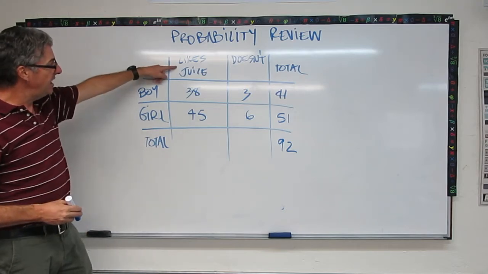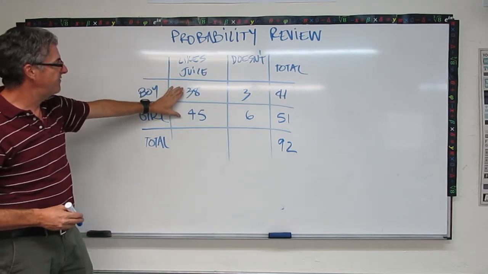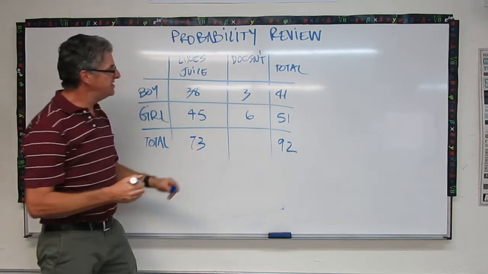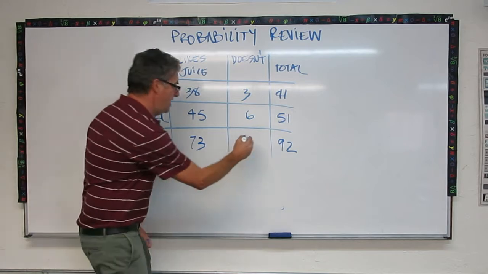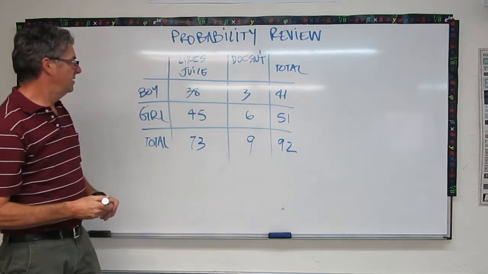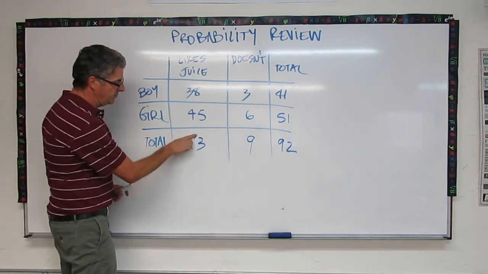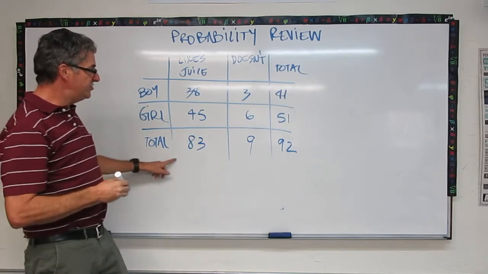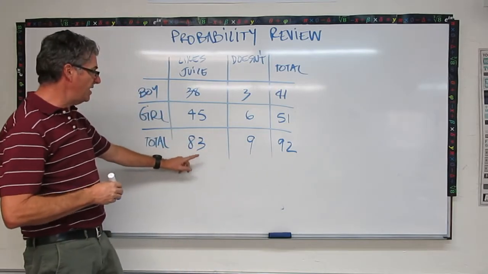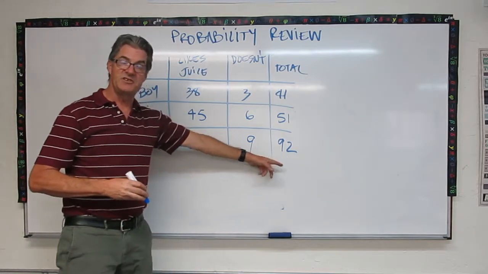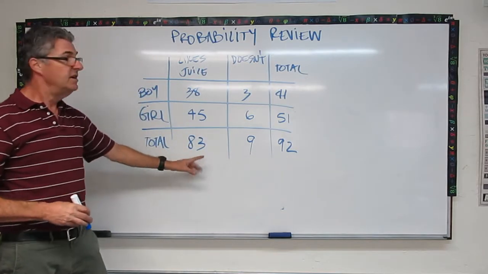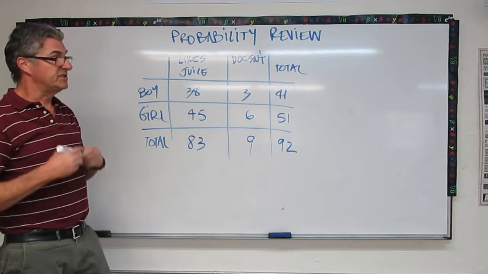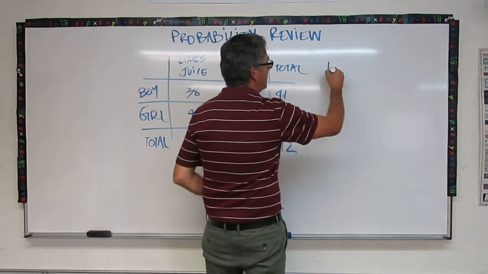Now we can add up the likes juice. That's 38 plus 45. That would be 73. And let's add up the doesn't. That's 9. No, I made a mistake. 83. There we go. And this should also total up across the bottom. 83 and 9 does indeed make 92. That's how I caught my little mistake there. So check it out. Now my table's all full, and I can answer some questions.